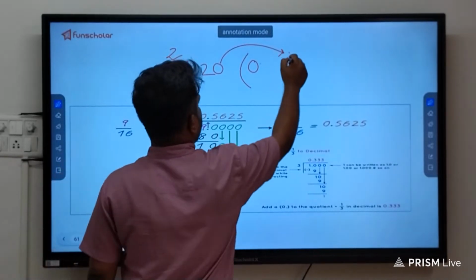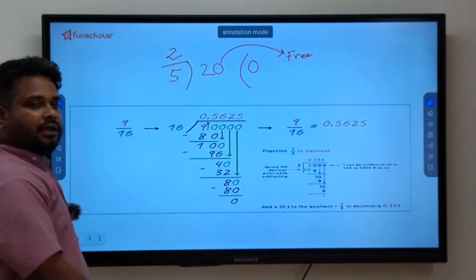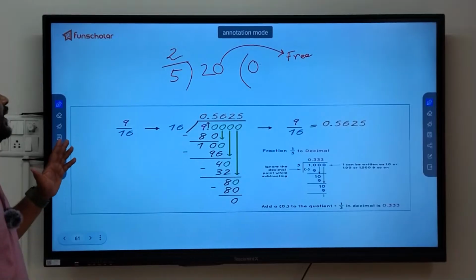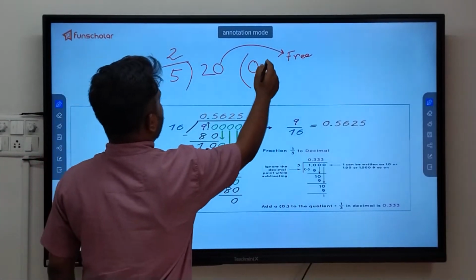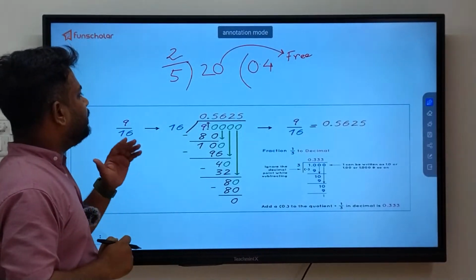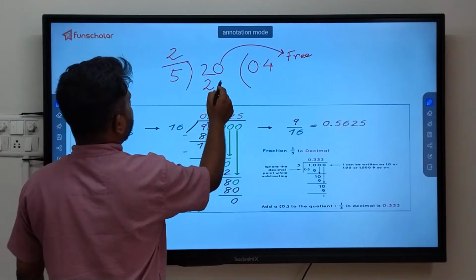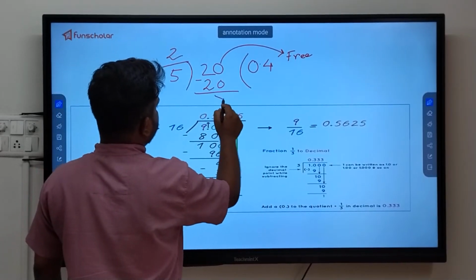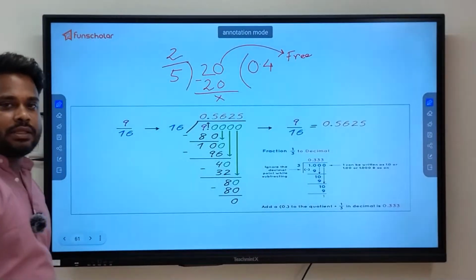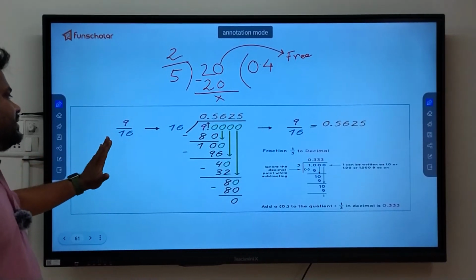Okay, I am writing it here. We get 0 free. Then you have to use the tables of 5, and we know that 5 4s are 20, so it will be 4, and 0.4 will be the answer. Okay, and they have done a little harder one in this case.